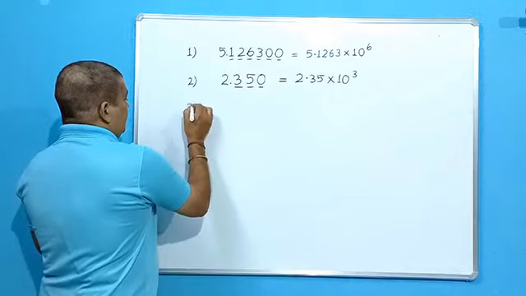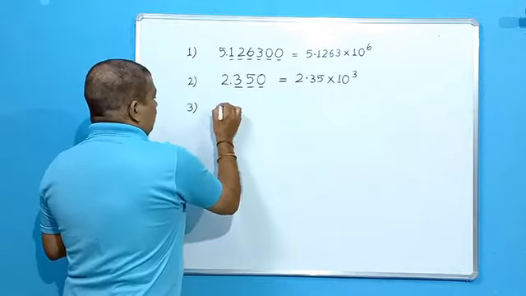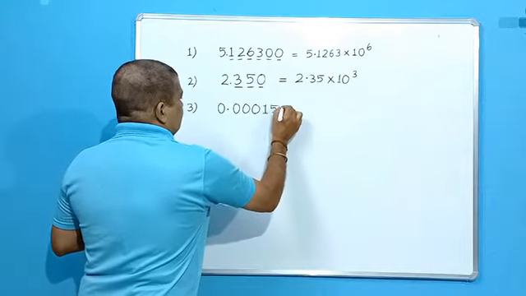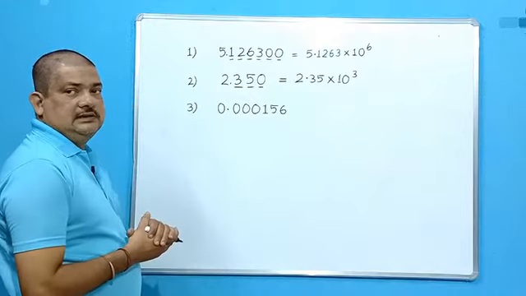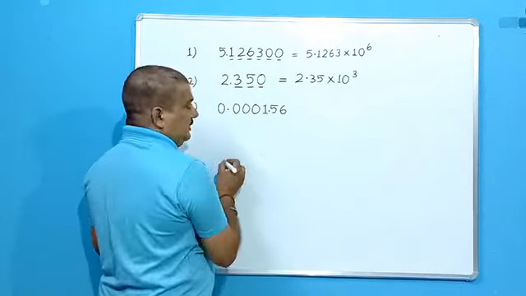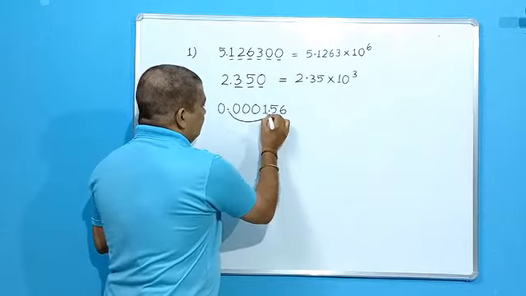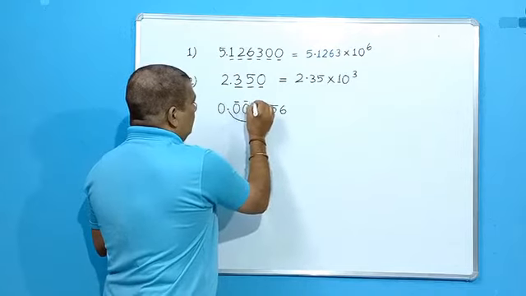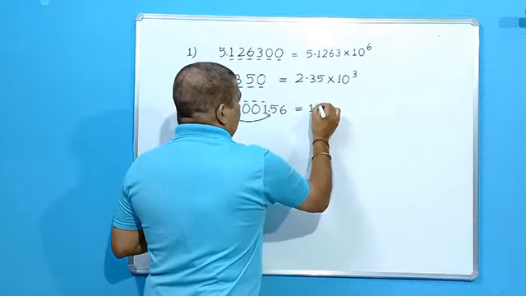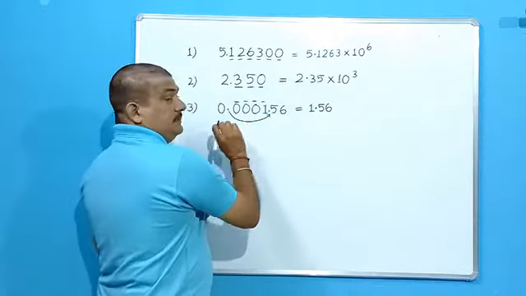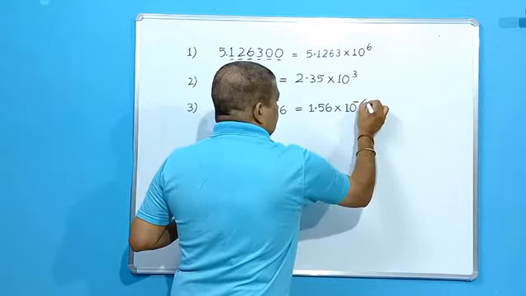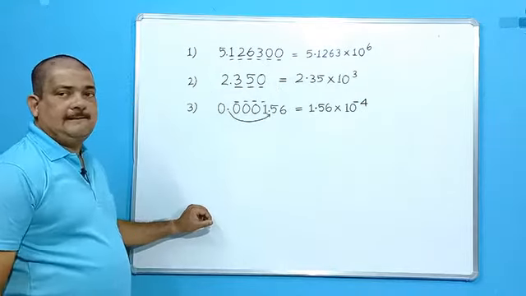Okay, then let us take this one, a small number, 0.000156. Okay, same method, we have to move the decimal from this point to this point. So how many places are we moving? 1, 2, 3, 4. That means it will be 1.56 into, the places we have moved, 10 to the power minus 4. Okay.